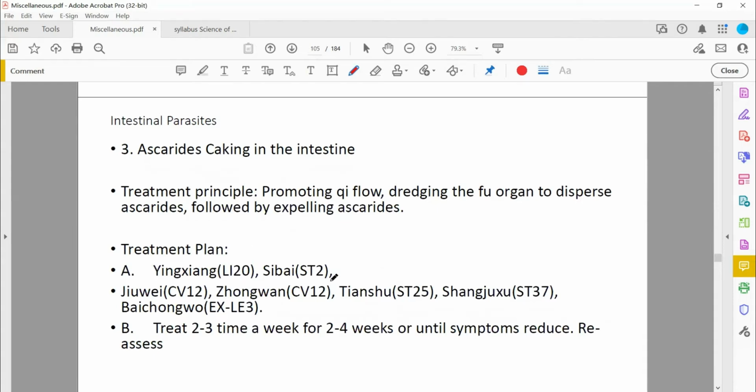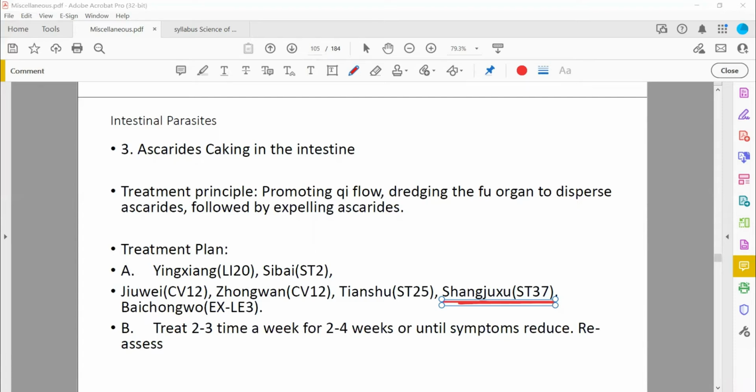迎香, 四白, 鸠尾, then use 中脘, 天枢, 上巨虚, right, 上巨虚. What's this one? The special point? Large intestine. Yeah, large intestine. Right.